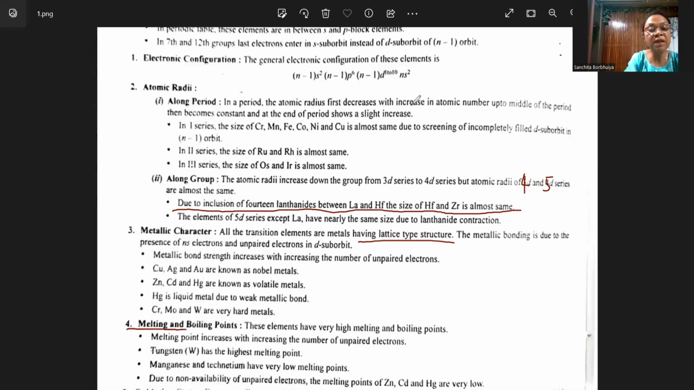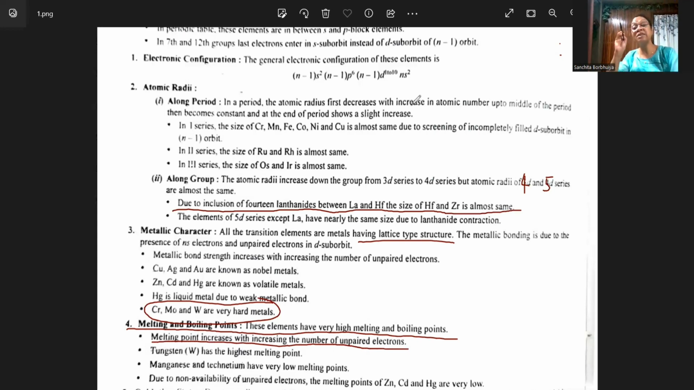So speaking about melting and boiling points, these elements have very high melting and boiling points. We just mentioned chromium, molybdenum, and tungsten are very hard metals because they have very high boiling and melting points. And melting point increases with the increased number of unpaired electrons, except manganese and technetium, they have low melting points. Note it down. Tungsten has the highest melting point.